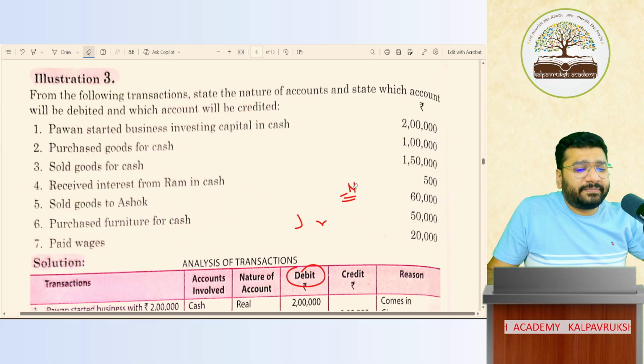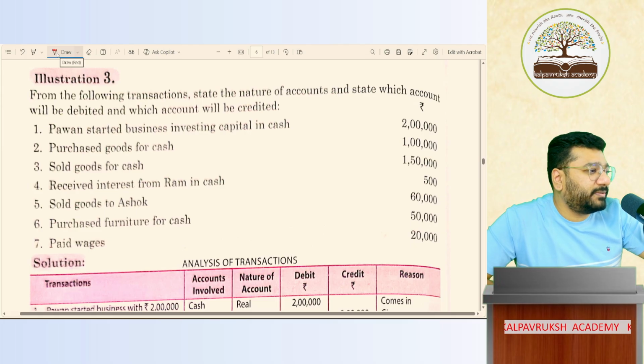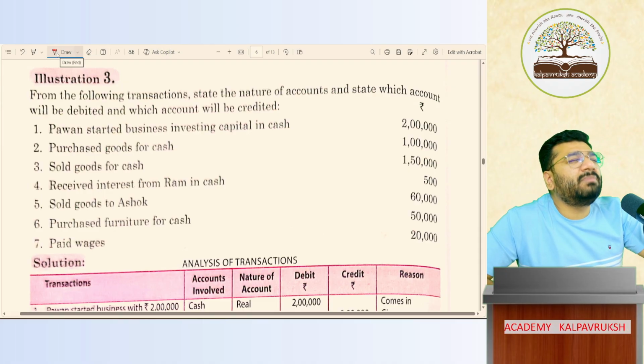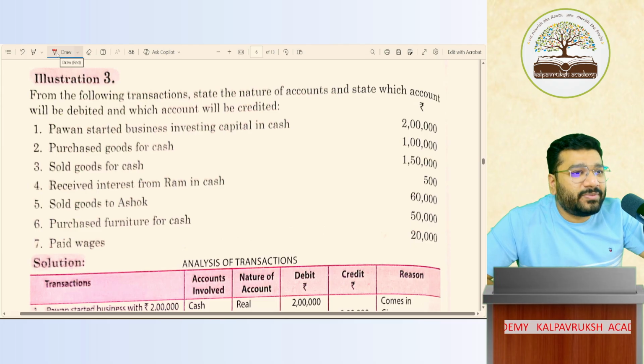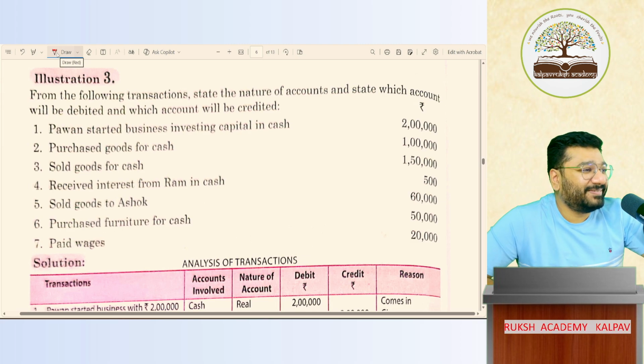Interesting or not interesting? I'm telling you, of all the 5 subjects that you've chosen, accounts is the most interesting subject, but only if you understand it. This is the easiest and most scoring subject. Of course, after that, maths comes. But since I'm an accounts teacher, accounts is my favorite. Maths I also like. Very good. Which do you like more, accounts?